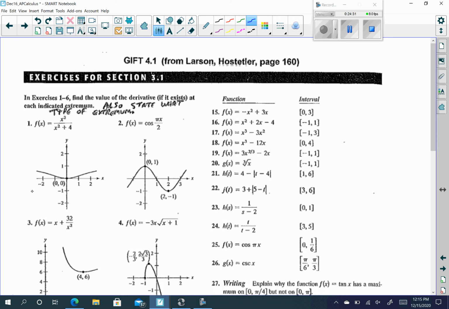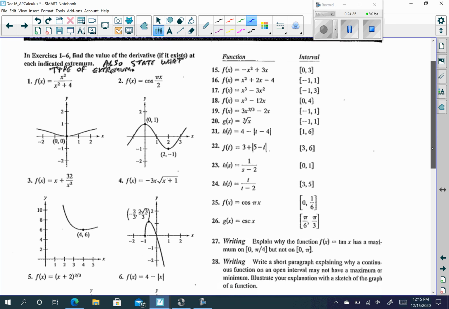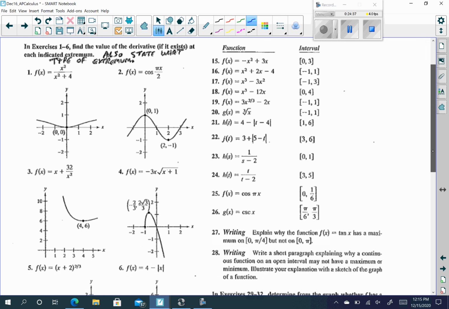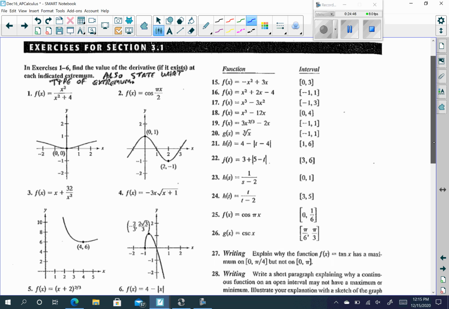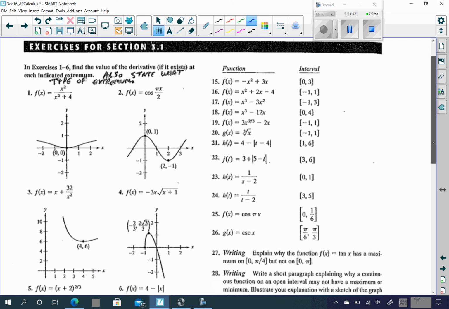So you're going to do that for 1 through 6. They've already indicated the point that the max or min will occur. So you just have to state, do we have an absolute min at this point? Do we have an absolute max at this point? The derivative is 0 at this point, or the derivative does not exist or is undefined at this point.